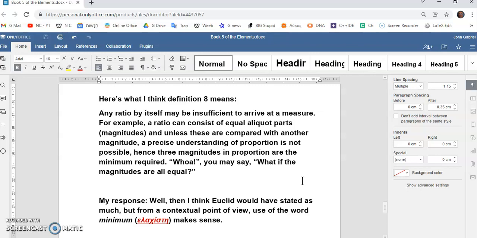And if you can think of anything better, I challenge you to write in the comment section what it means. And by the way, I've read what Thomas Heath wrote about it, and all he wrote about it is a superficial understanding. So he didn't really explain this definition, and to my knowledge, no one else has.